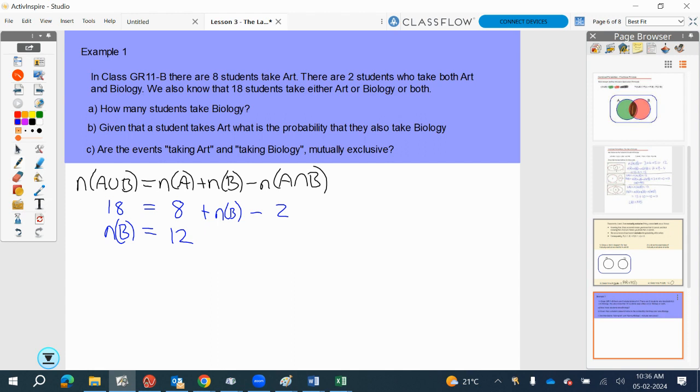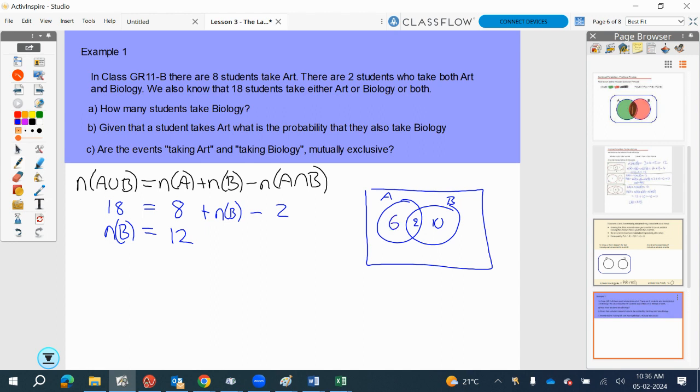Let's draw a Venn diagram to help us with our problem solving for these types of problems. We'll make some of the bits and pieces easier. So A, B. How many are in the intersection? 2. How many are in B? 12.